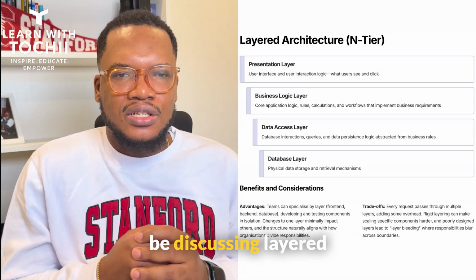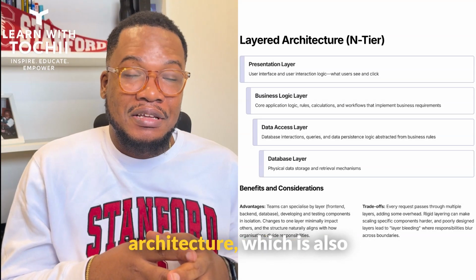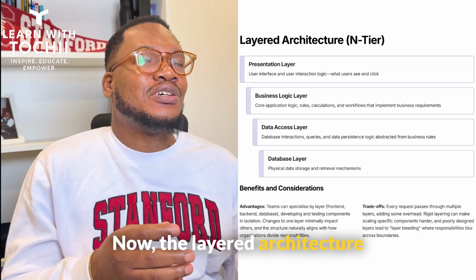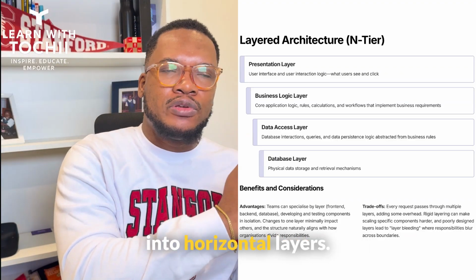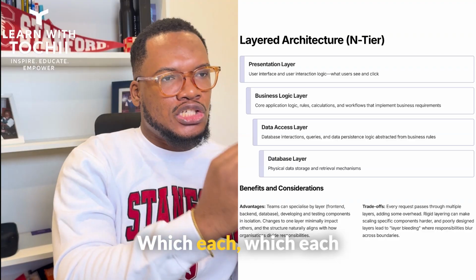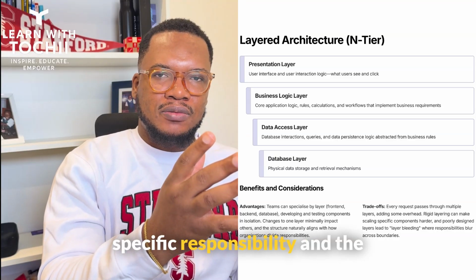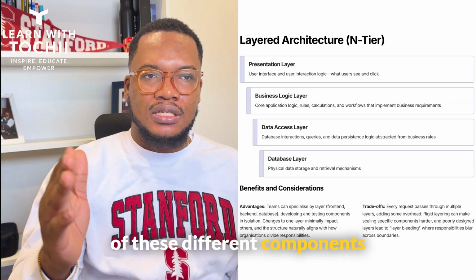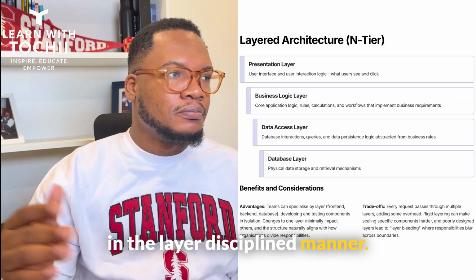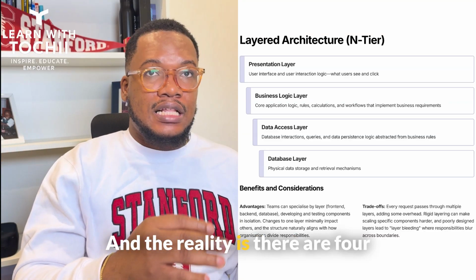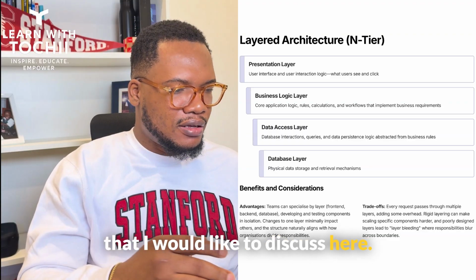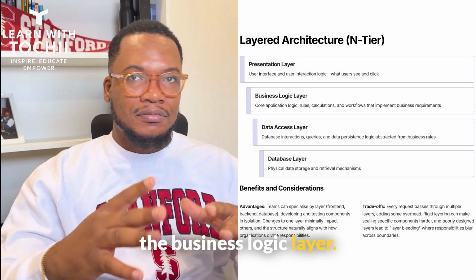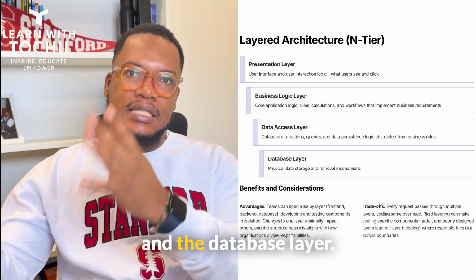In this video, we're going to be discussing layered architecture, which is also known as the N-tier architecture. Now, the layered architecture organizes a system into horizontal layers, each with a specific responsibility. And the communication flows through all of these different components in a layered, disciplined manner. And the reality is there are four that I would like to discuss here: one, the presentation layer, the business logic layer, the data access layer, and the database layer.